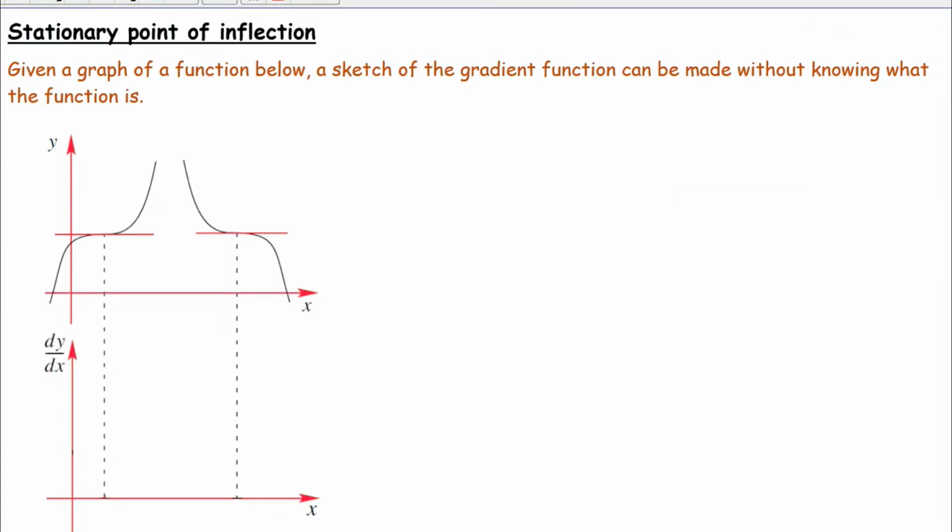Given a graph of any function, for example, the functions that we have here, we can sketch the gradient of the function without even knowing what the function is. Now, before I discuss that, I just want to take you back to what I had discussed in previous videos. And the idea is that the derivative of a cubic function is a quadratic.